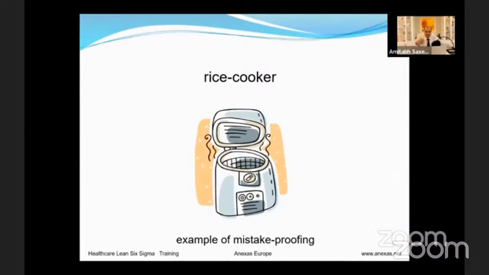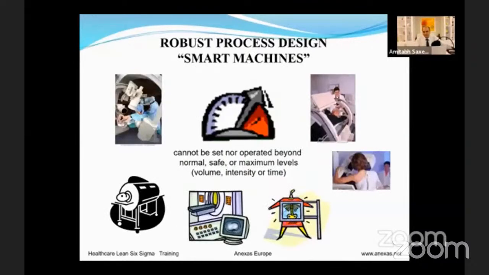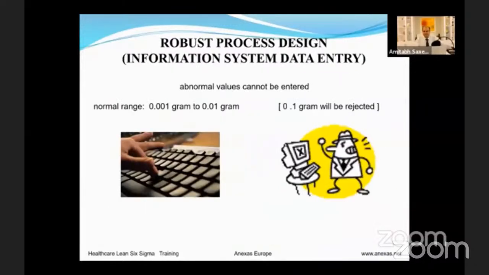Like, for example, if I'm fool enough to put the rice, and usually it happens with me, I switch on the rice cooker and I forget about it, but it will automatically shut down. So it will not allow me to make any mistake here. So similarly, you can use this in healthcare as well in various places. I'll not go into so many details here, but some examples: abnormal values cannot be entered even if you want to enter. That is an example of Poka-yoke.